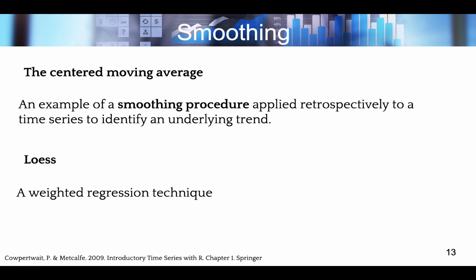So for smoothing, we can use two methods. We can use centered moving average, an example of a smoothing procedure that applies retrospectively to time series, with the objective to identify underlying trend. And of course, smoothing has some disadvantage because we have some points missing at the beginning and at the end. Another smoothing method is LOESS, a weighted regression technique.